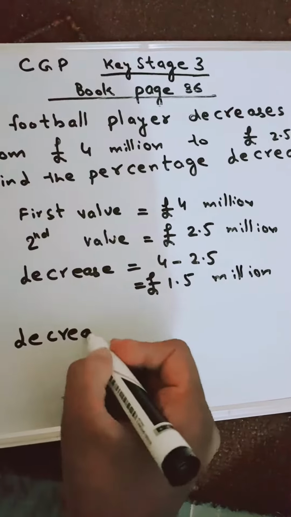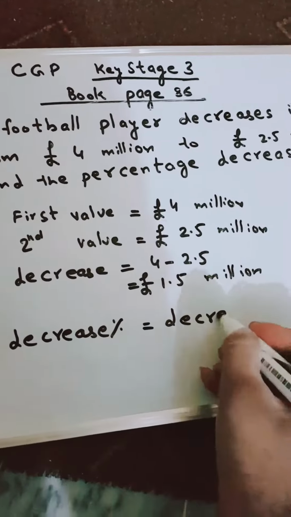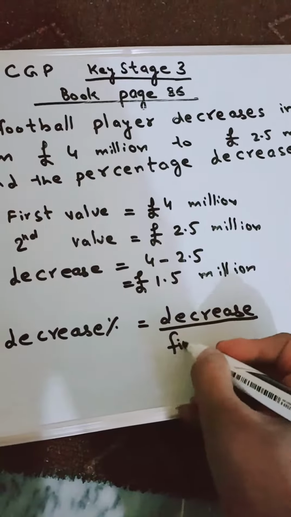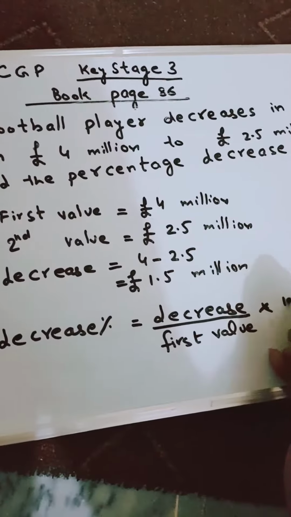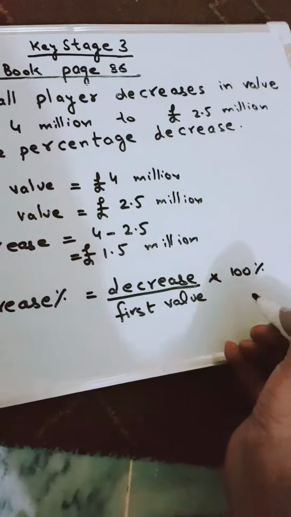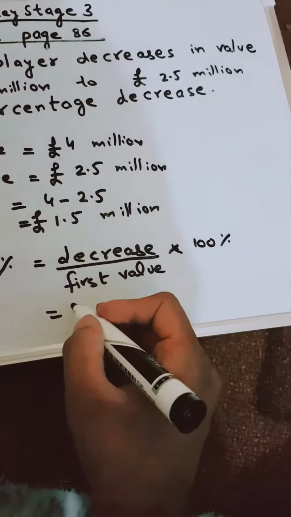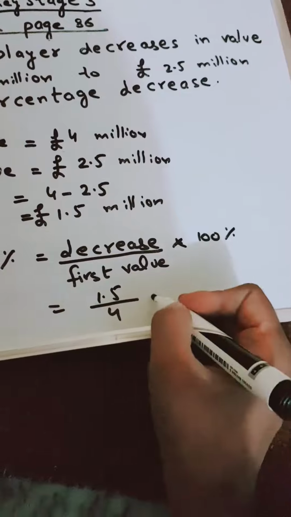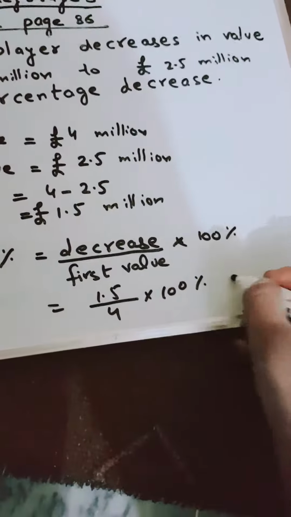The decrease percentage will be found by using this formula: decrease over the first value, multiplied by 100%. This is the formula to find the decrease percentage. How much decrease has been done? 1.5. And what was the first value? 4. And we will multiply it by 100%.